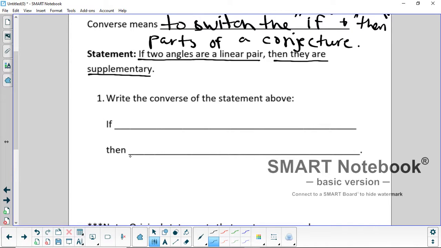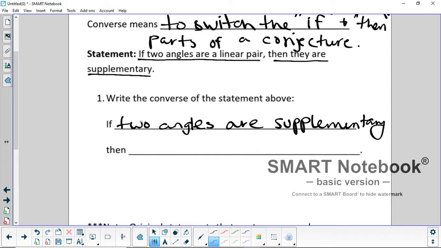We still want the if and then where they're located. And we're still talking about two angles. So I'm still going to say if two angles, and this is where I switch the parts around, are supplementary, then they form a linear pair, or they are a linear pair.